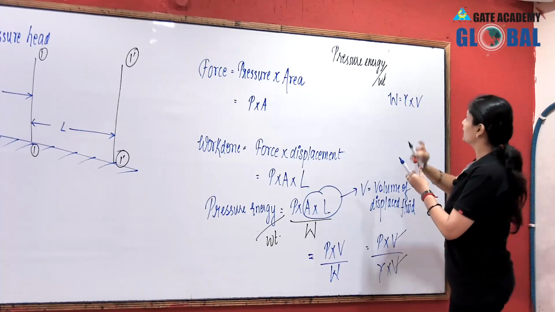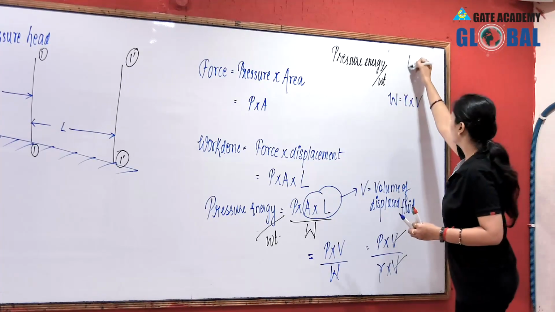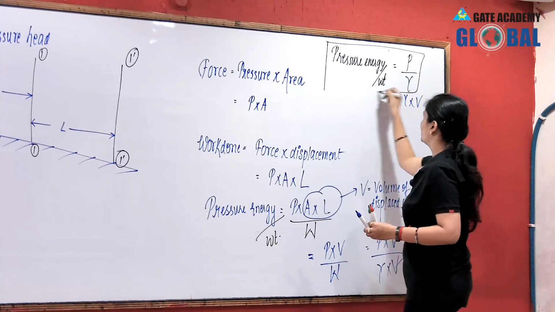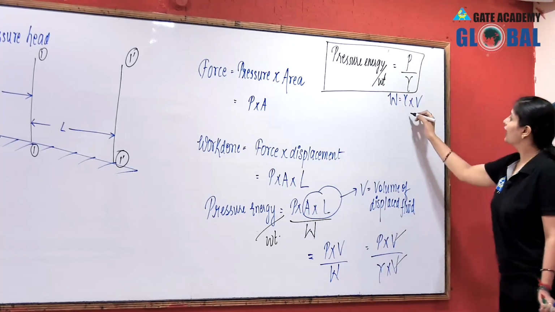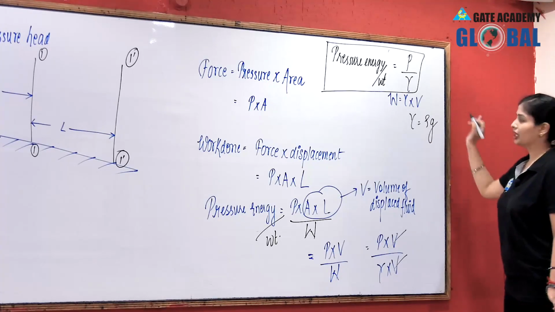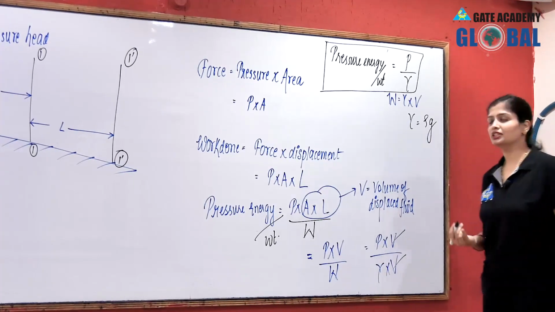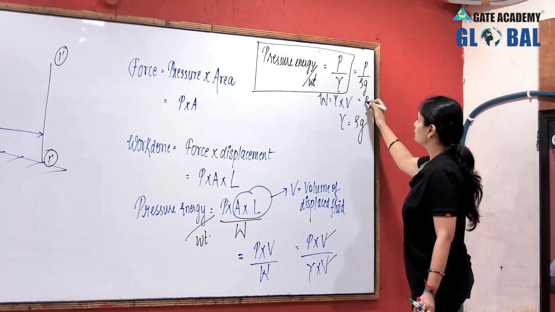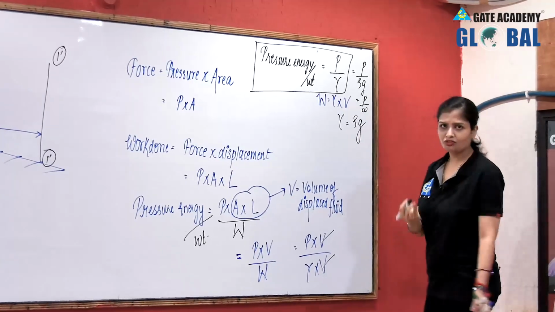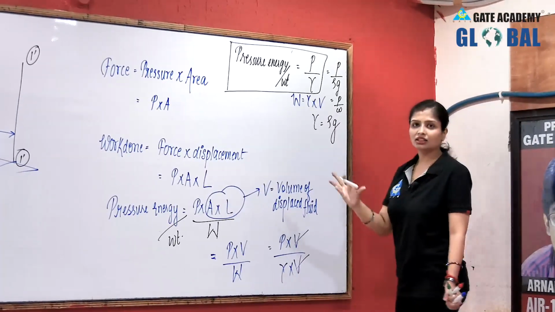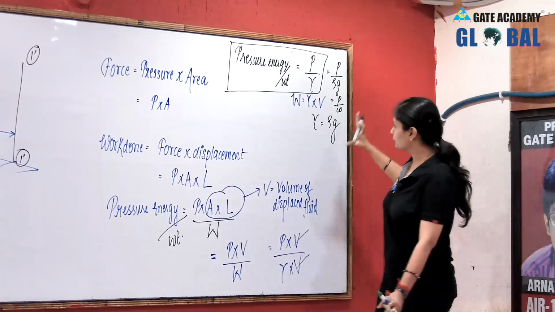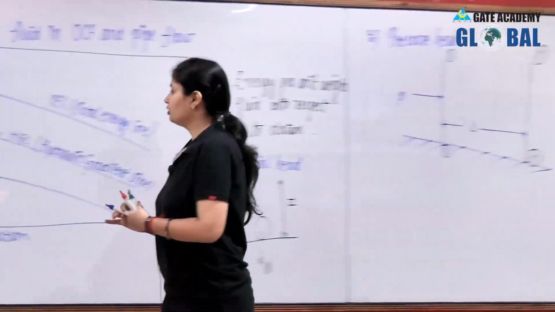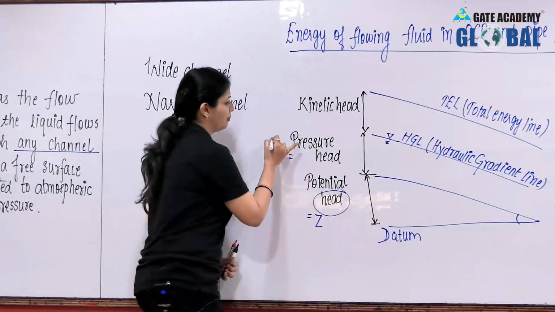You will get it as pressure energy per unit weight, P by gamma. This is your pressure energy per unit weight. Now, you know that gamma is equal to rho G. So, what else you find in your books is, somewhere you find it as P by gamma, as P by rho G, or as P by small w, that is unit weight of water, unit weight of any other liquid. Fine. So, these are the expressions which you encounter in your books. As for now, I will write it as P by gamma. So, here pressure head is equal to P by gamma.